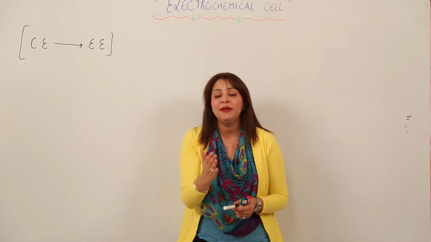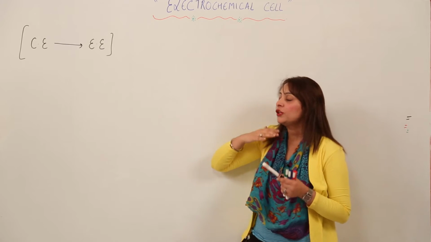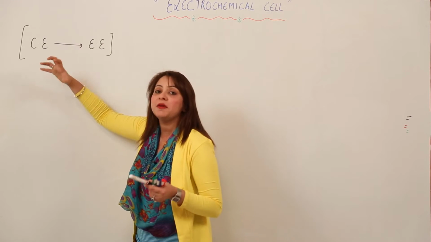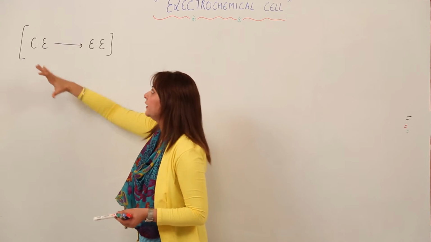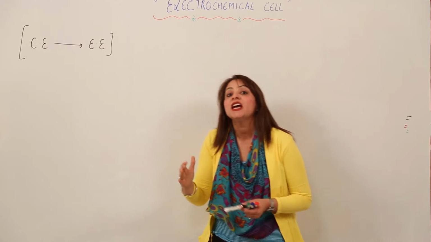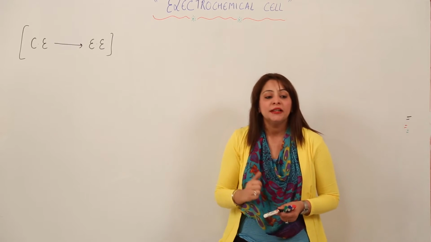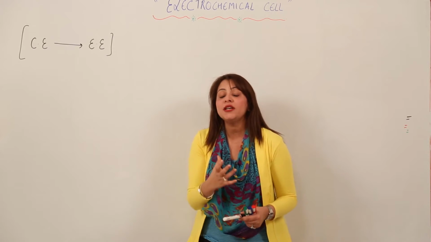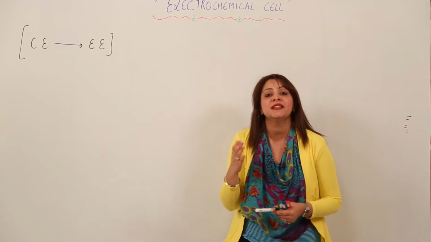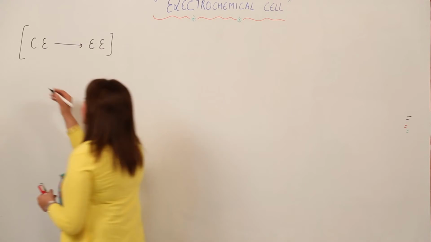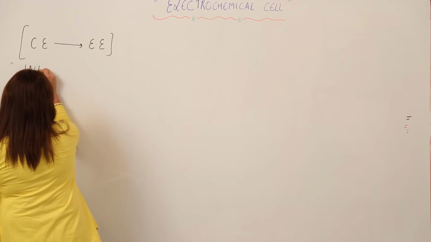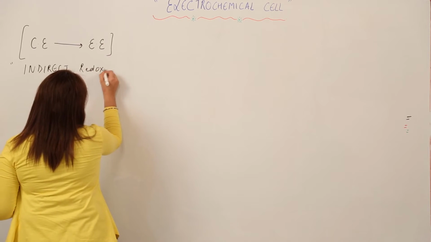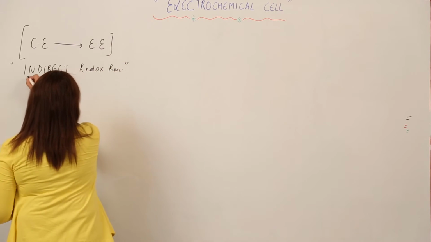energy. So these are the cells in which a certain chemical reaction takes place, and the chemical energy gets converted into electric energy. This is the electrochemical cell. Now the question must be rising in your mind, or we should be curious to know, what is the principle behind the electrochemical cell? The principle is that in it an indirect redox reaction takes place.